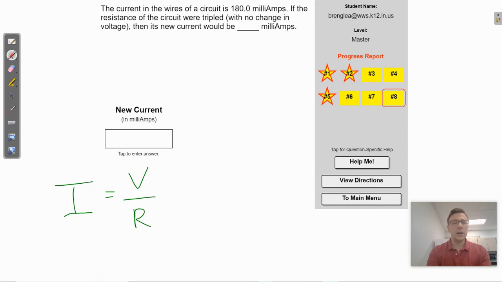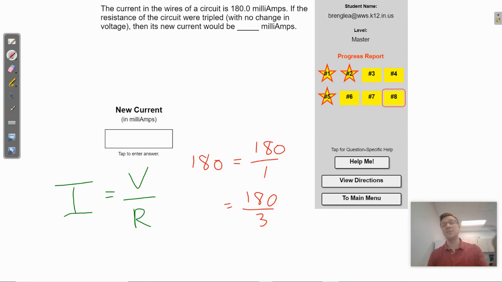So our initial equation would be 180 is equal to a voltage of 180 over 1. Doesn't matter what numbers you use here as long as it equals 180. Now it says that the resistance is tripled, so we leave the voltage the same, 180. We triple the resistance. So since we're multiplying the resistance by 3 and it's inversely proportional with the current, the current is going to get divided by 3. And that's what we're seeing here. And so our new value here is going to be 60 milliamps. So we'll go ahead and put that in.